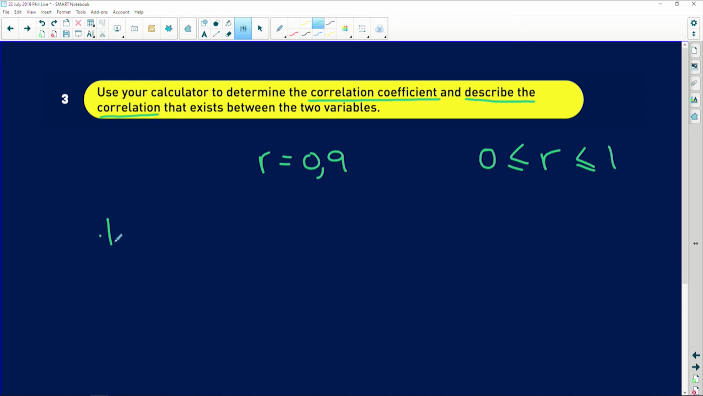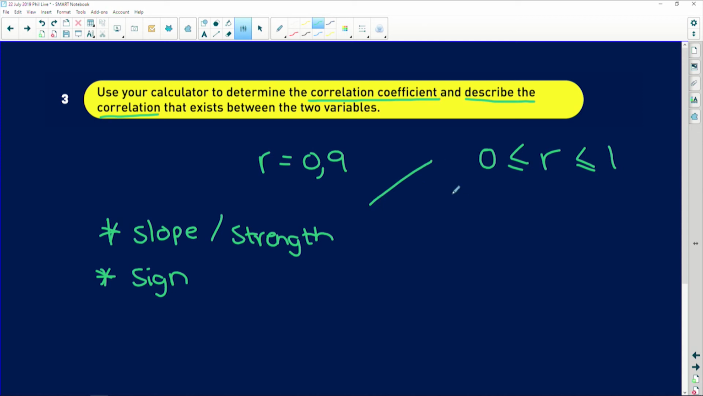So remember, when you comment on correlation, you need to comment on the slope or the strength, and also in this case, the sign of the correlation, because if you have a positive correlation, it slopes that way, and a negative correlation slopes that way. So you really do need to comment on either of them.